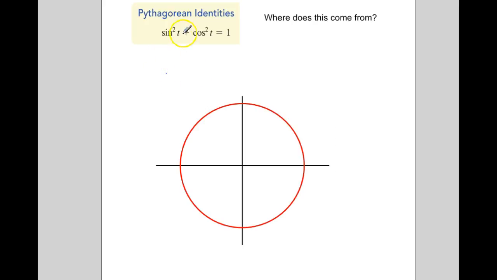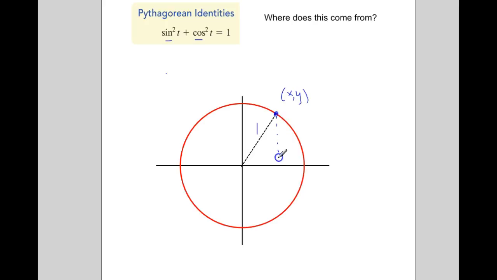Alright, the Pythagorean identity. This is a very important identity. Sine squared plus cosine squared equals 1. So where does that come from? Well, pick a point on the circle. It doesn't matter where we pick it. That's x and y, right? And because this is the unit circle, from the origin to that point, that's a radius of 1.